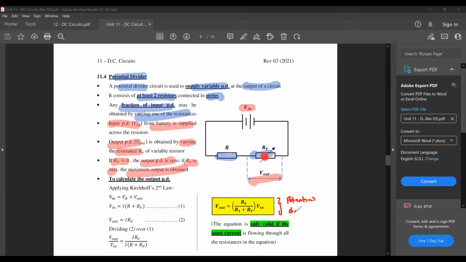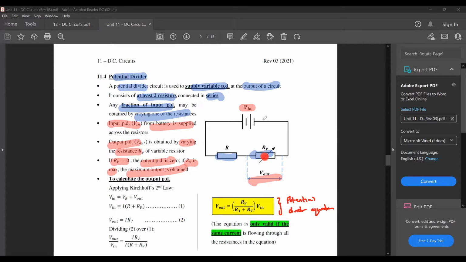Potential divider equation. Now, the derivation of the potential divider equation is not required to be known. You just need to know the general form of your potential divider equation and when you are supposed to use it. So this one here is just showing you the derivation of the potential divider equation.